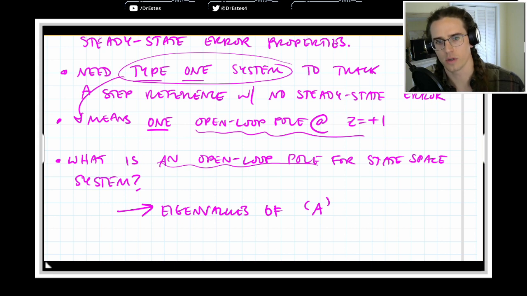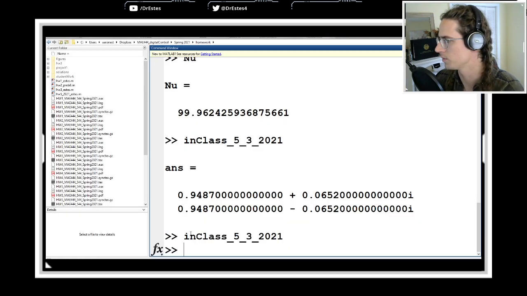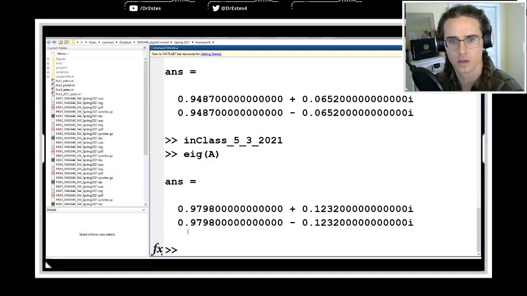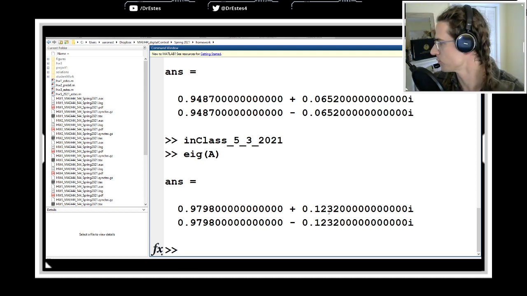Yes. So let's go back over here. If we take the eigenvalues of A, we have these complex conjugate poles. We don't have a pole at one. So that means that the homework for today is a type one system. Wait, is it? I don't remember what the transfer function looks like. It could be. So right now we don't have a type one system.